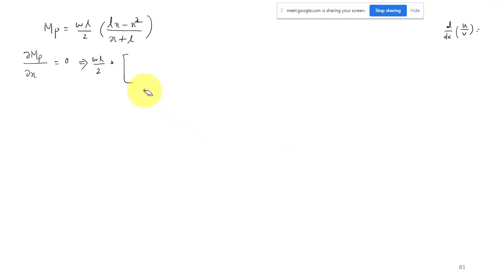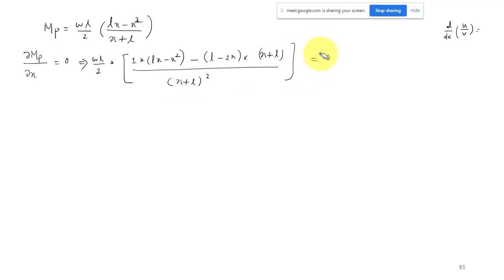So d by dx, you take the derivative of the denominator, that is 1, into your numerator Lx minus x square. Then minus, take the derivative of your numerator, that is L minus 2x, multiplied with the denominator x plus L. That is your derivative, divided by x plus L the whole square. This must be equal to 0. So this product is anyway not equal to 0, so this quantity must be 0. That is a condition you are going to get from here.